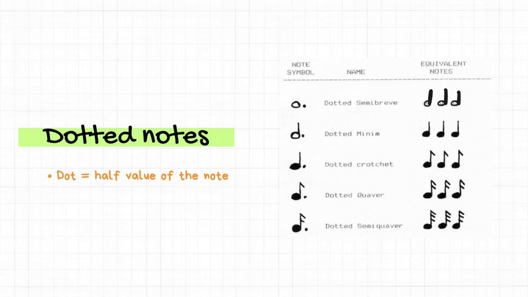Next up, the dotted notes. The dot will be half the value of the note. For instance, in a dotted semibreve, the dot will be half of a semibreve, which is equivalent to a minim. So, the dotted semibreve will be equivalent to 3 minims, which is 6 beats. And same for the dotted minim, the dot will be half of a minim, so there will be a crotchet. So a dotted minim is equivalent to 3 crotchets. It will be the same for the rest of the dotted notes. You may refer to this diagram for more information.